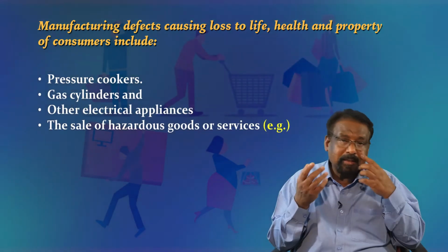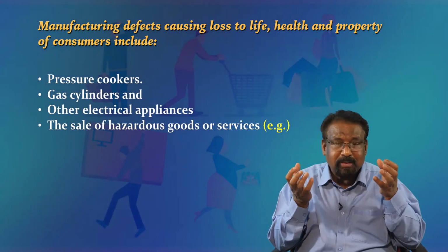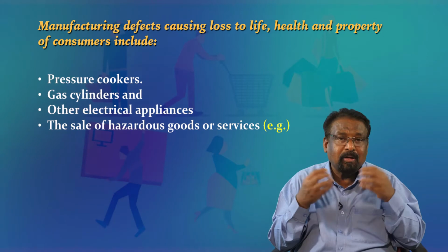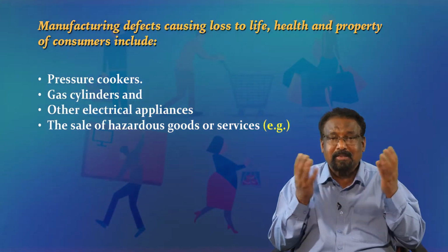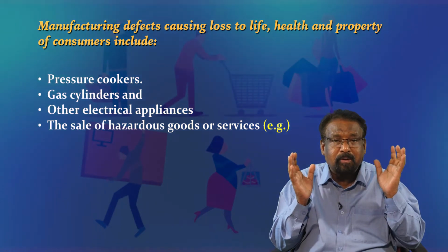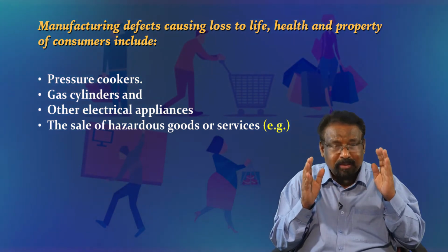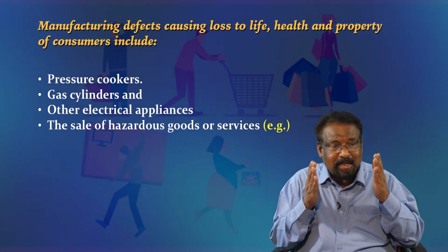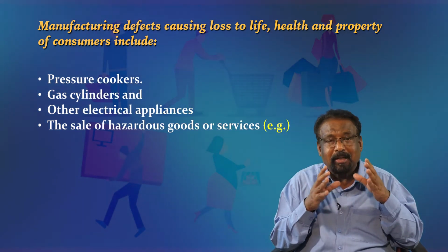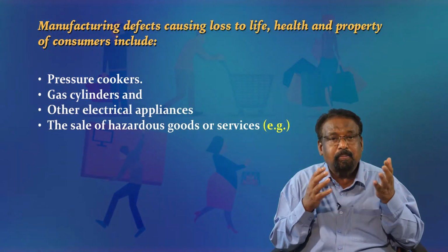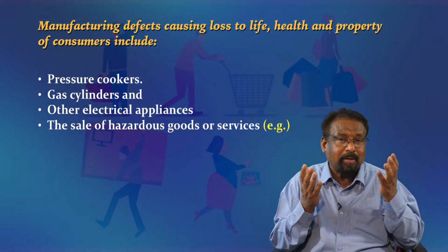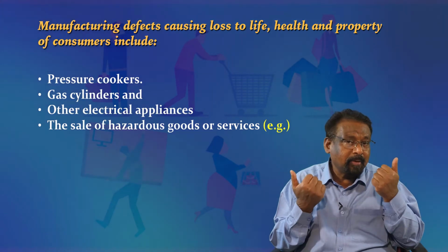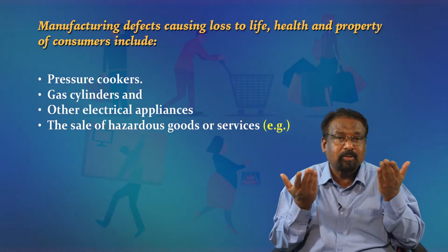Then, for example, there are several cases with pressure cookers. When there is a manufacturing defect, the pressure cooker can burst while cooking. It has happened in several cases. So when you go to purchase a pressure cooker, you have to check whether it contains the heat as required, or whether there is any possibility of the cooker bursting when it is put to use.